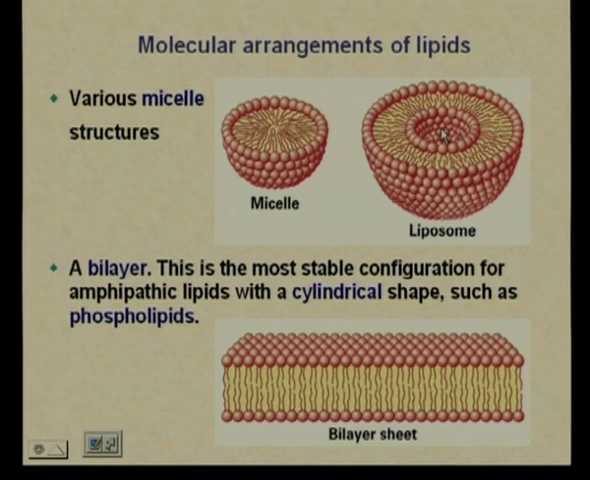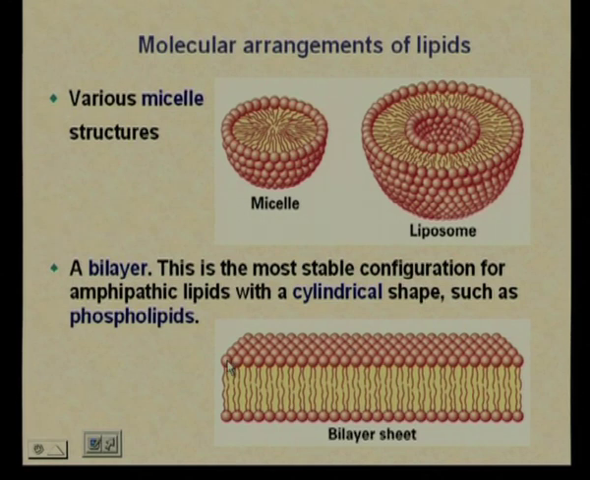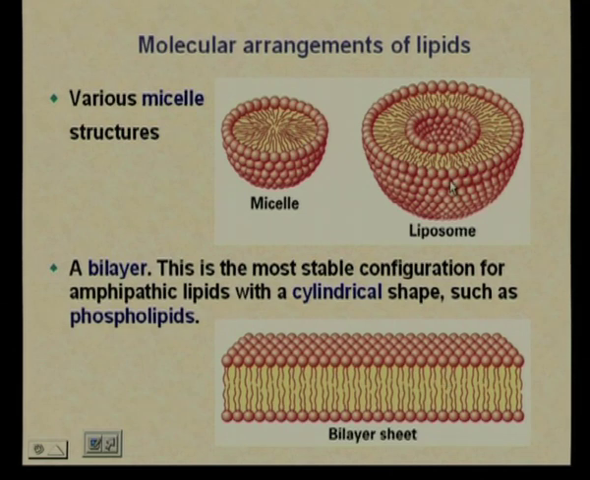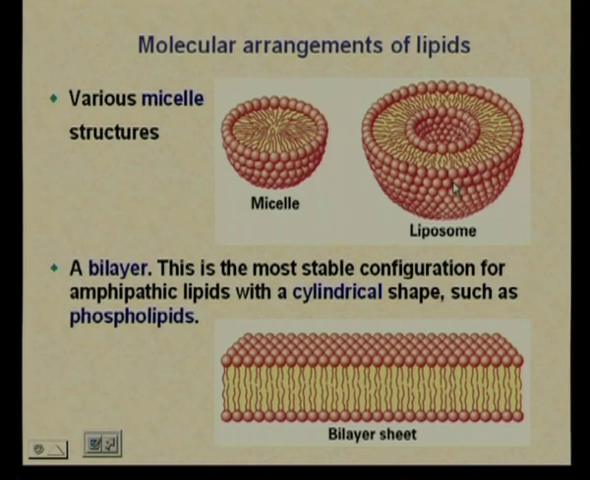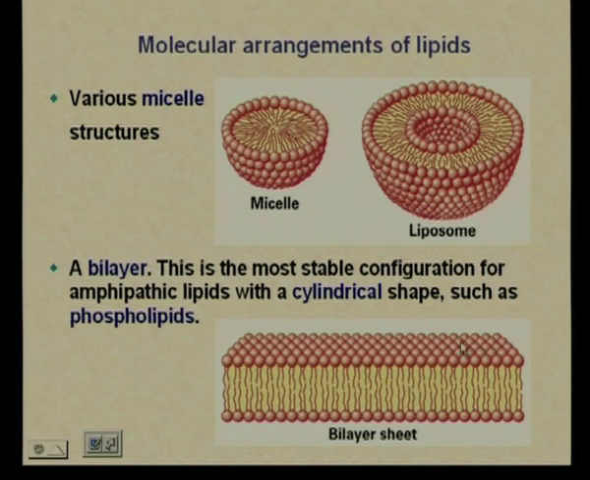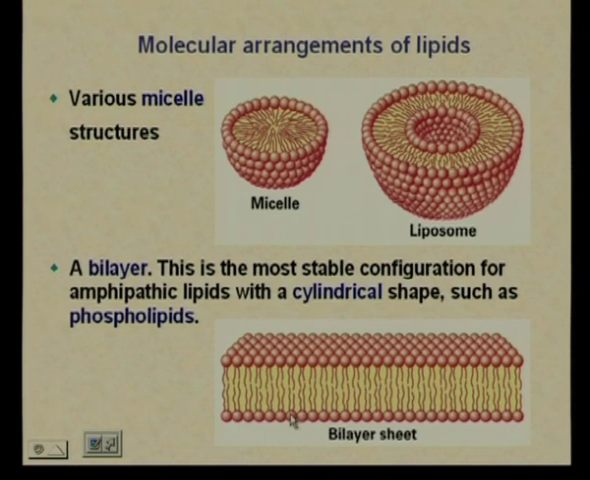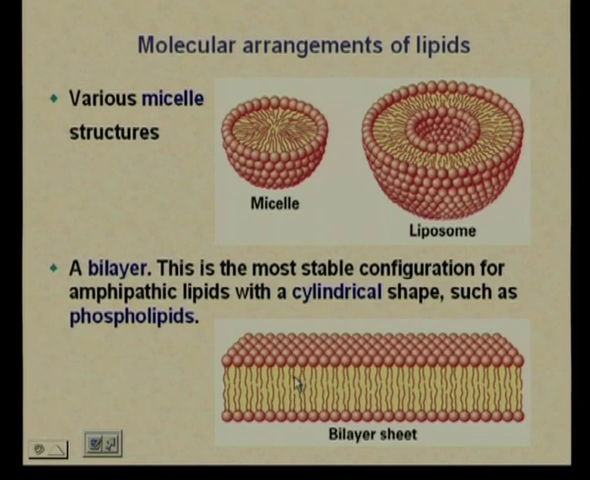In the case of a bilayer, we have the most stable configuration for amphipathic lipids. This is a possible structure, usually used in transport, but this is sort of a confined structure. If we have a lipid bilayer, then we have the polar groups forming a sheet on one end, the polar groups forming a sheet on the other end, and we have a lipid bilayer.